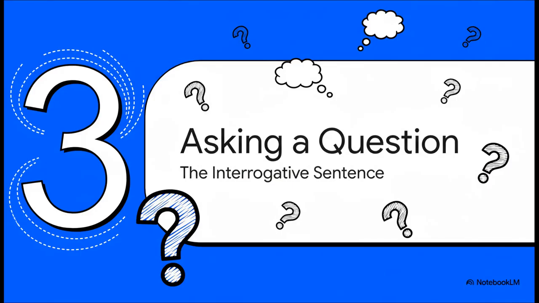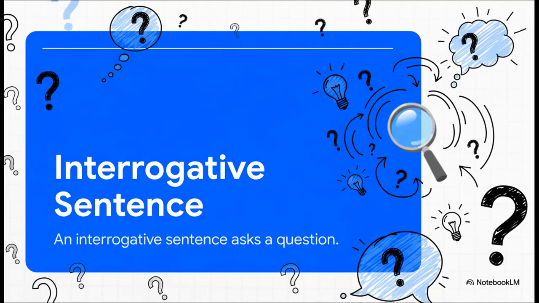Next up, we have the sentence type that really drives our curiosity, the one we use to gather information. This is the interrogative sentence. The name kind of gives it away, doesn't it? Interrogative sounds a lot like interrogate, and that's exactly what it does. It asks a direct question. Anytime you want to know something, this is the tool you reach for.